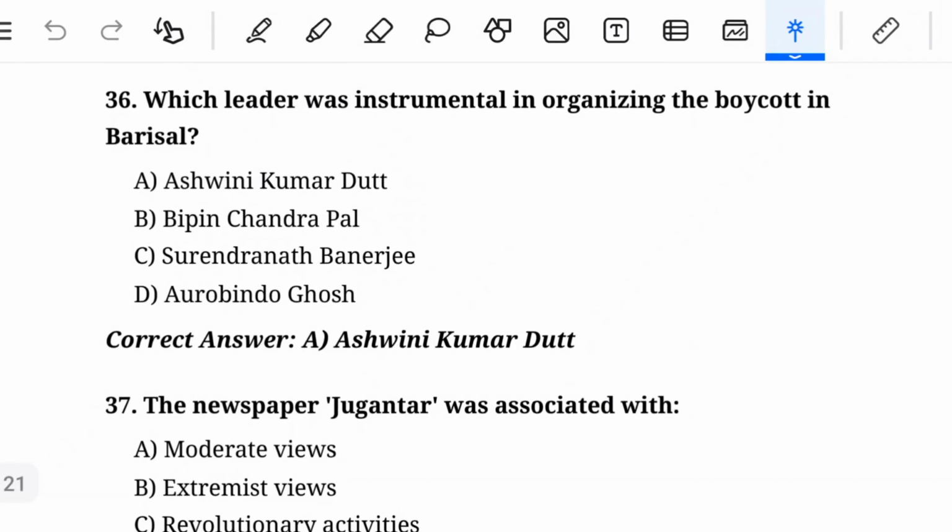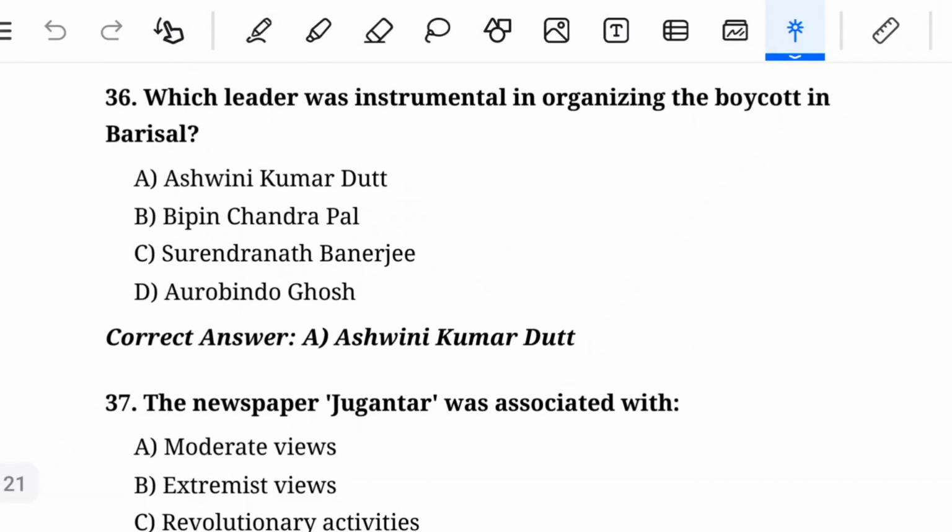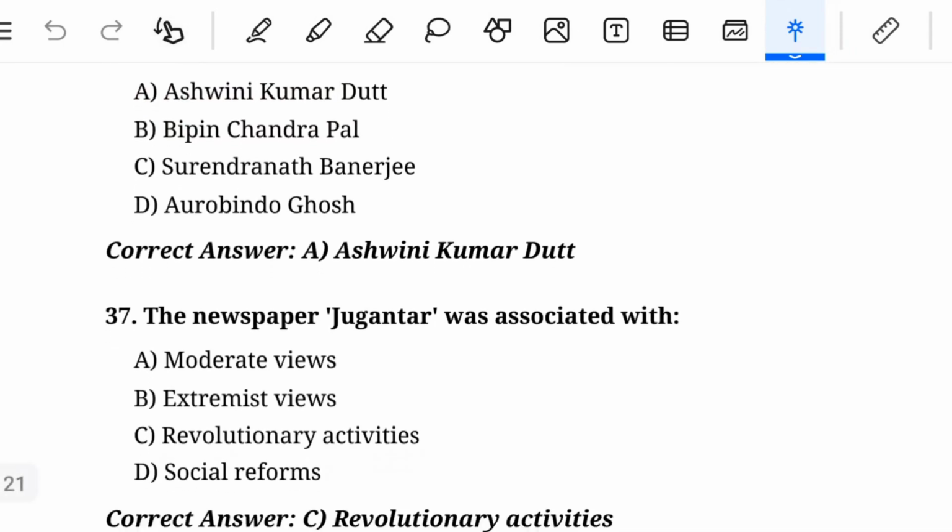36. Which leader was instrumental in organizing the boycott in Barisal? A. Ashwini Kumar Dutt. B. Bipin Chandra Pal. C. Surendranath Banerjee. D. Aurobindo Ghosh. Correct answer A. Ashwini Kumar Dutt.